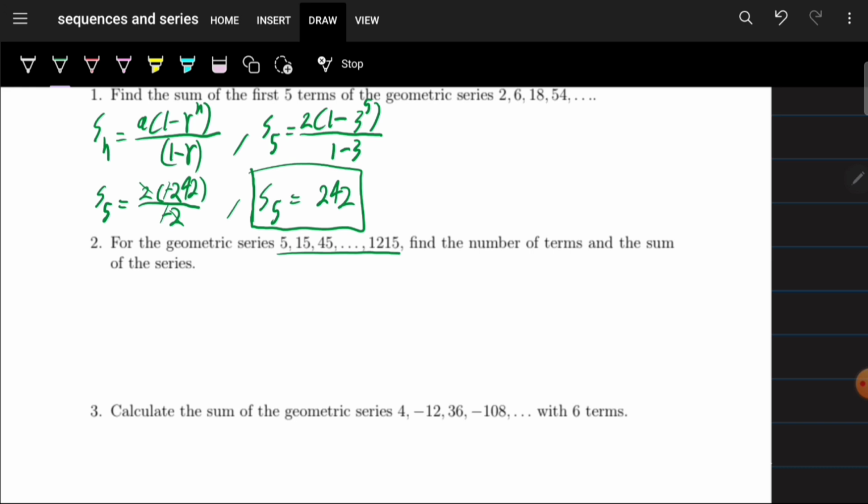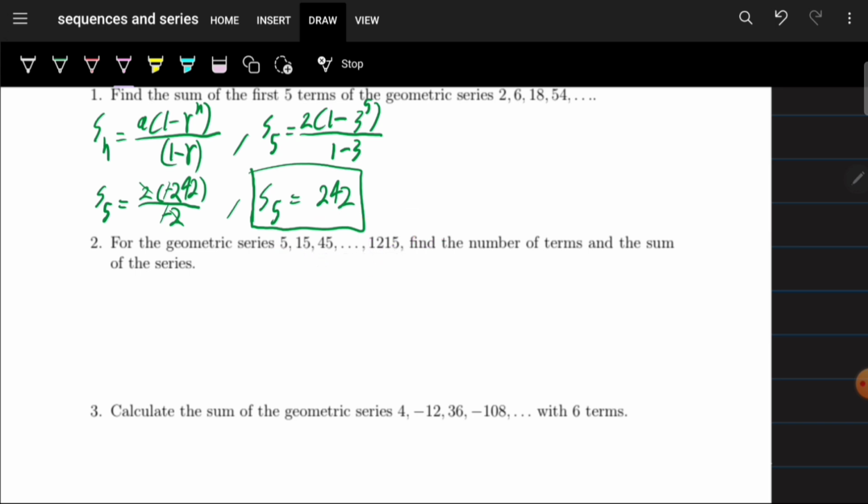All right, let's have a look at the next problem. It says for the geometric series, this one, find the number of terms and the sum of the series. Okay, so how do we find the number of terms? We've gone over this technique before, but if this is the first term, this is the second term, and this is the third term, suppose that this is the 15th term. If the final term is the 15th term, that means we have 15 terms overall.